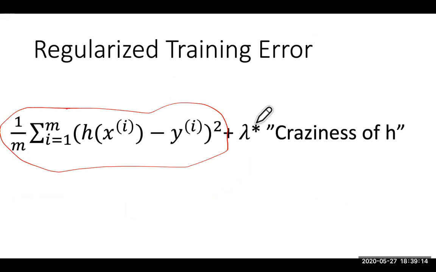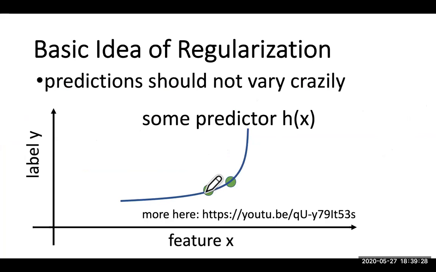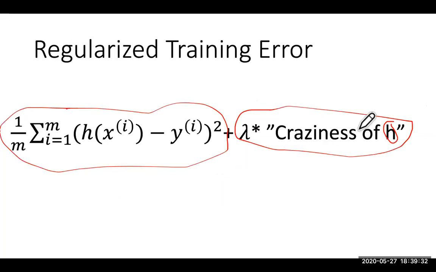But in order to regularize it, we want to punish or penalize this training error if this predictor function is very crazy. So informally speaking, crazy means it becomes very large, very fast. Then this craziness function would be a large number and the overall objective function would be large.